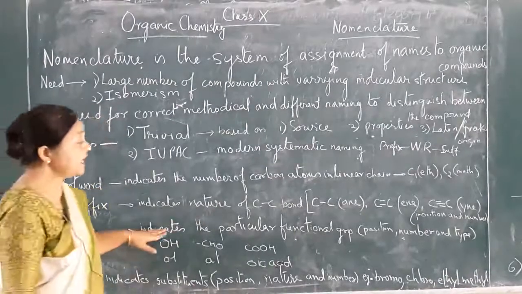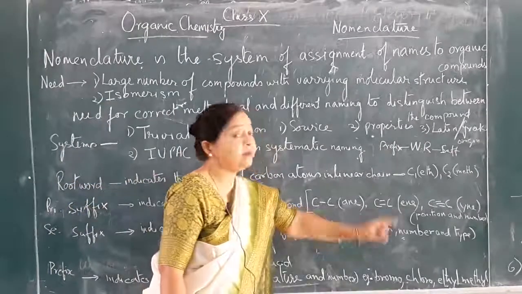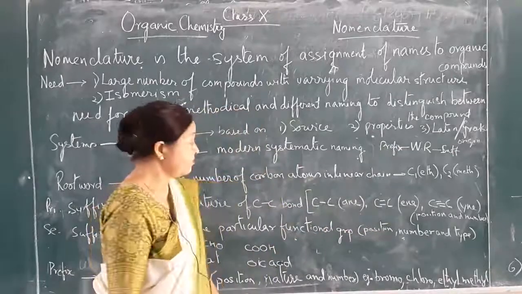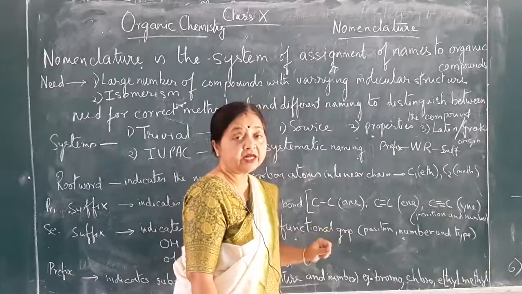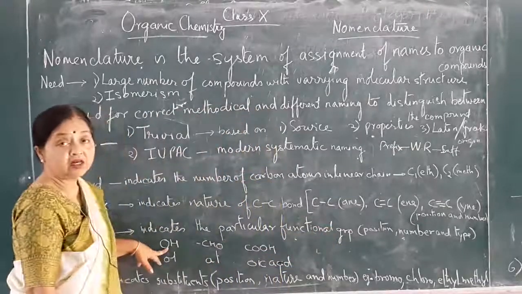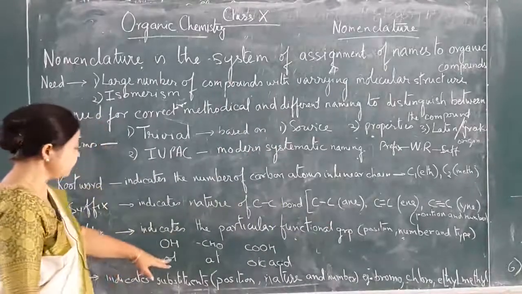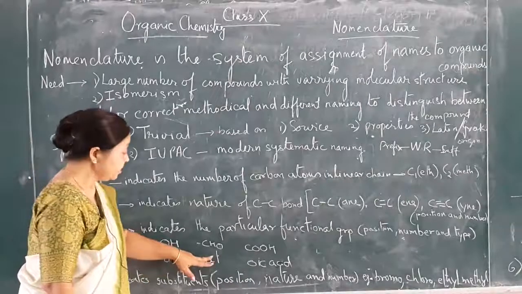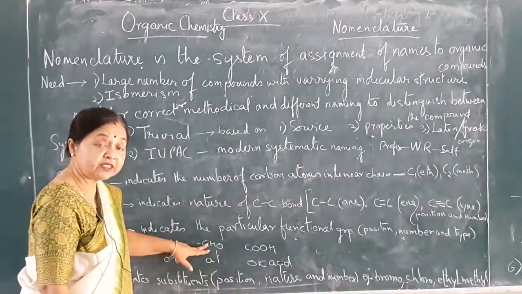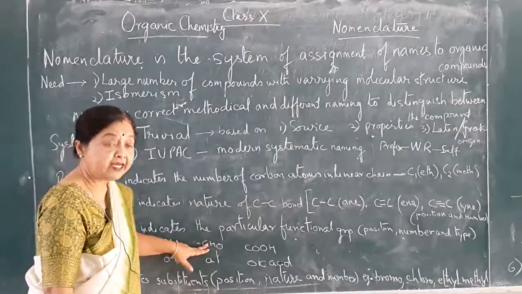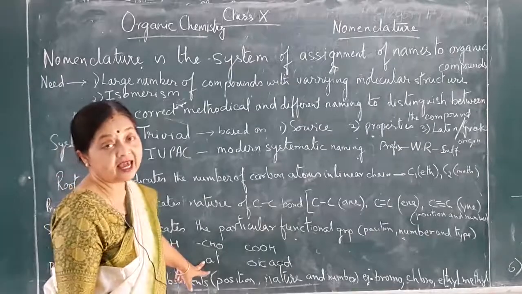Next is the secondary suffix. The secondary suffix indicates a particular functional group. Remember, these are all position, number and type. All 3 are given by it. The position of the functional group, the number of functional groups and the type of functional group. What are the types of functional group? Alcohol. Alcohol is OH. What is the secondary suffix used? ol. And al means aldehyde. For aldehyde, the functional group is CHO. The class of compound is aldehyde, the functional group is CHO, and what is the secondary suffix used? It is al, al.